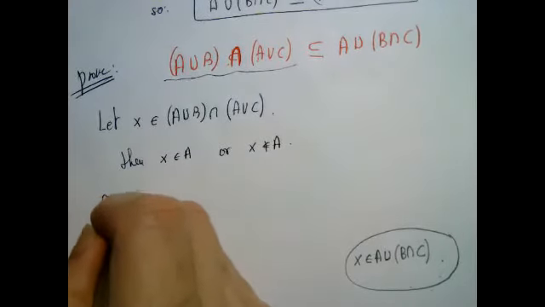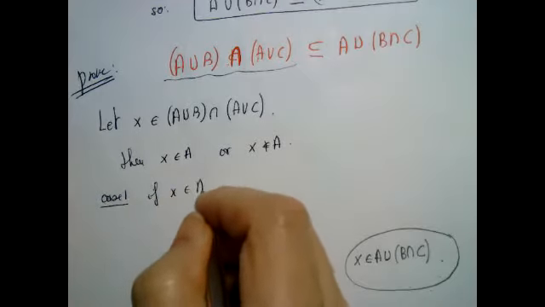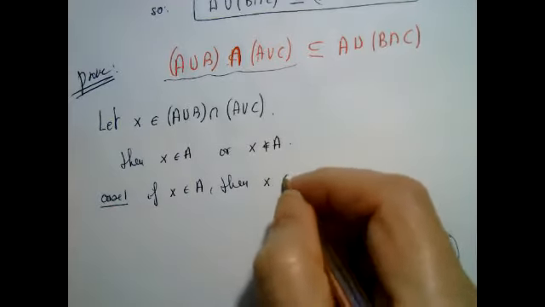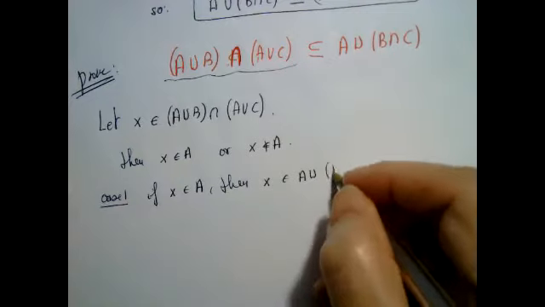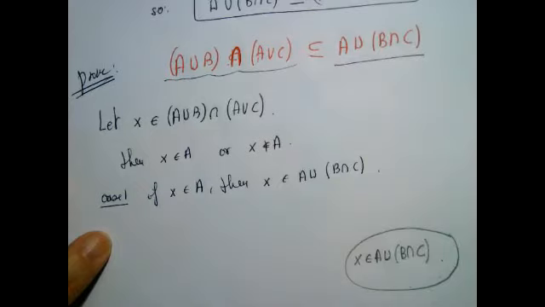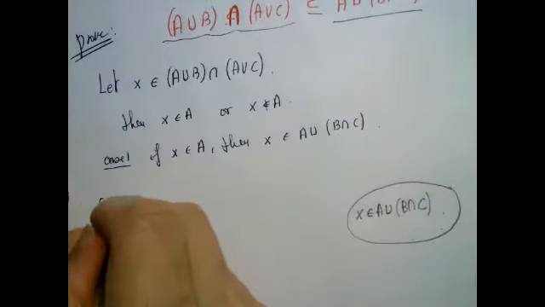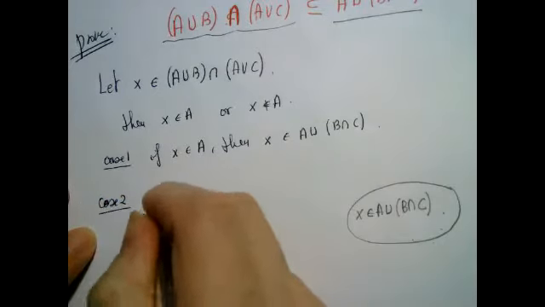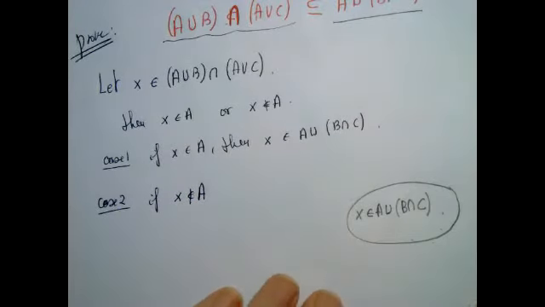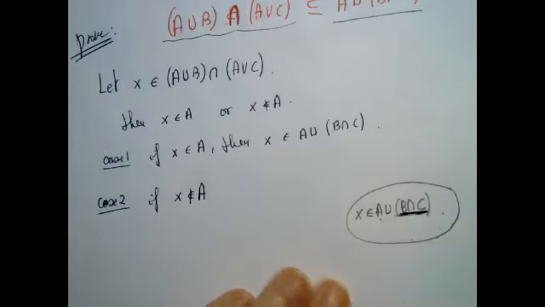So case one, if X is in A, then automatically it's going to be in A union anything. So in the first case, I landed in here. Now it's my second case. Suppose case two: suppose X is not in A. Why do we have to land in B intersect C?